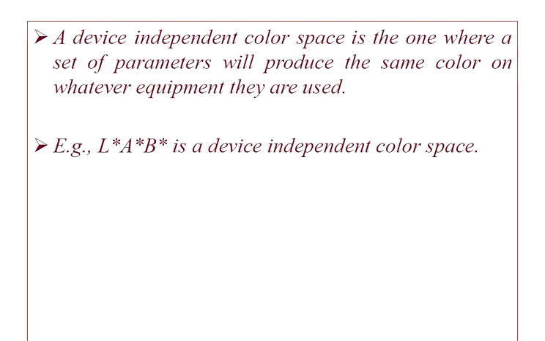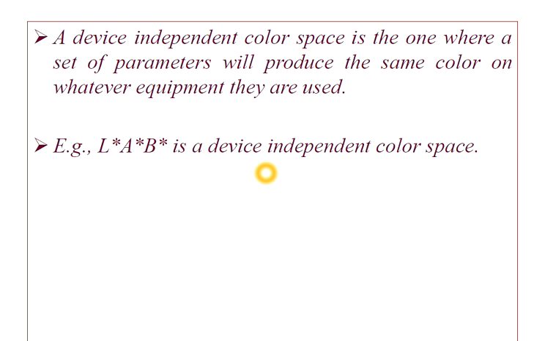But a device independent color space is the one where a set of parameters will produce the same color whatever the equipment being used. Now, in case of device independent color spaces, the dependency on device vanishes, because it actually doesn't matter which device you are going to use, the resultant color will be the same, whatever the equipment you are using. For example, LAB, that is L star, A star, B star, is a more frequently used device independent color space.